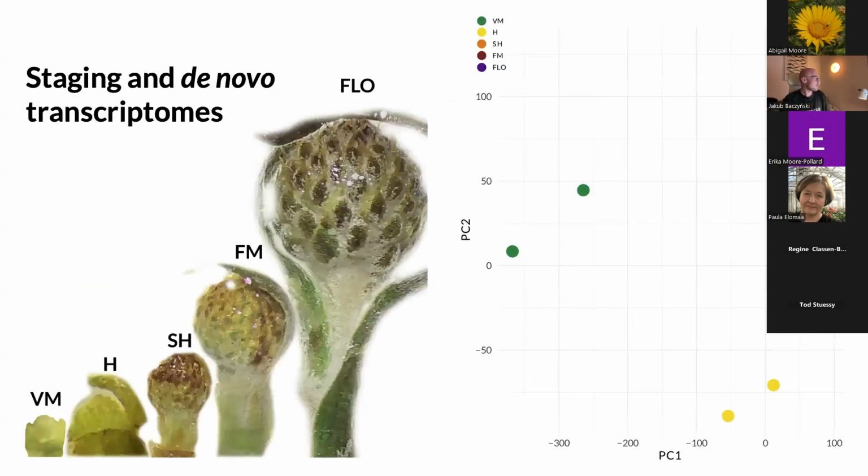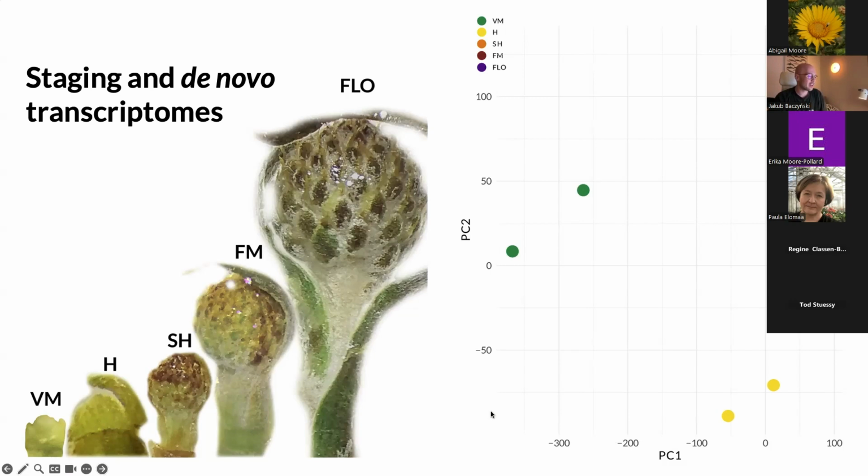And to do that, as I mentioned before, I focused on Pycnosorus globosus, and firstly I generated de novo transcriptomes from 5 key developmental stages of this species. So from the vegetative meristem, the primary head meristem, the stage of secondary head formation, the stage when floral meristems are initiated, and lastly the latest developmental stage in which individual flowers start to initiate floral organs.